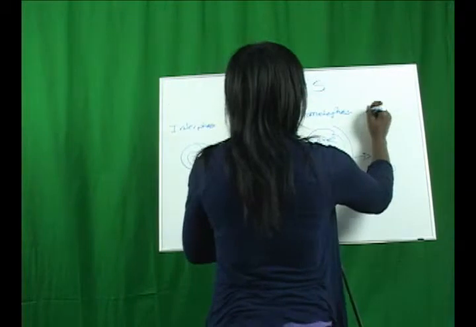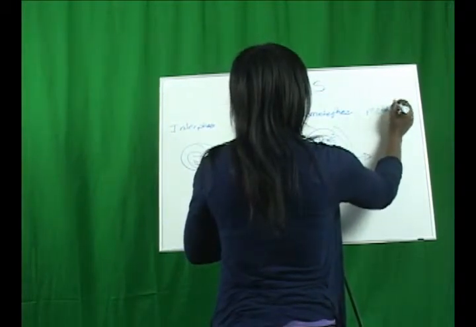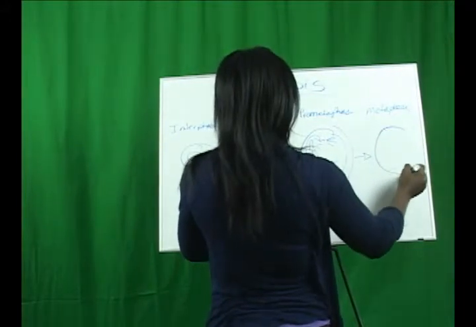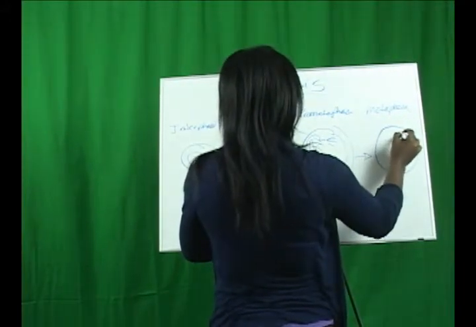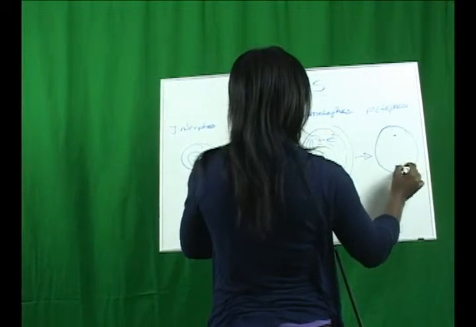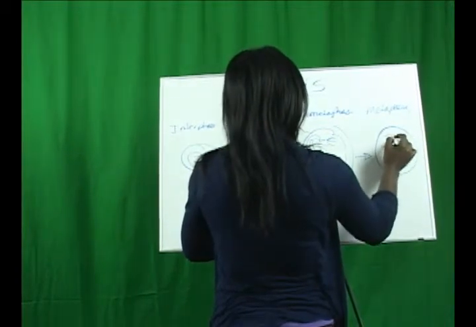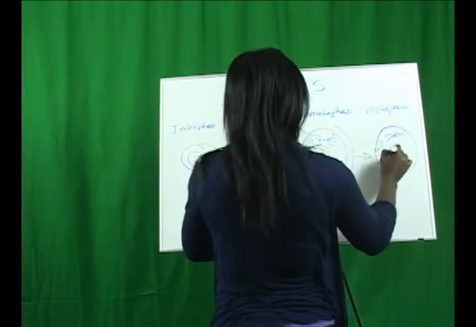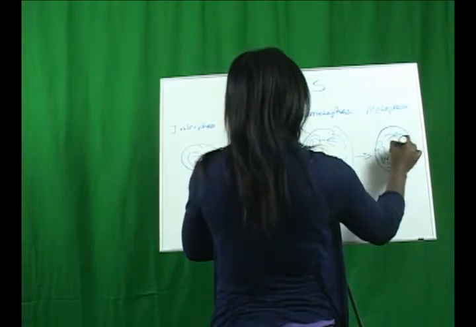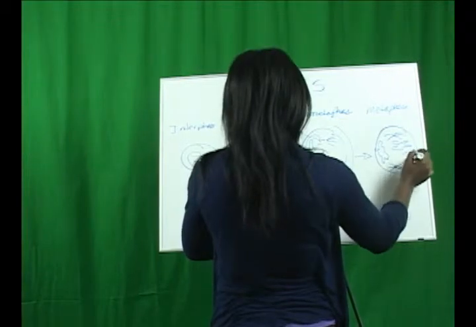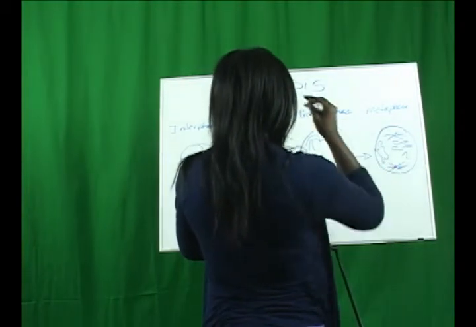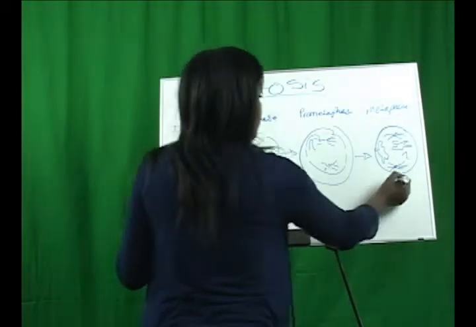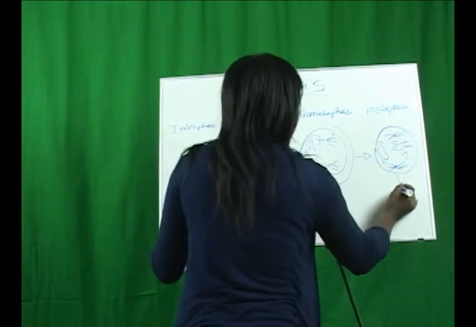And here we have the metaphase. And in the metaphase, you have your spindle fibers here. Here are your spindles, here are your spindle fibers. And your chromatids. The copy chromosomes align in the middle with the spindle.